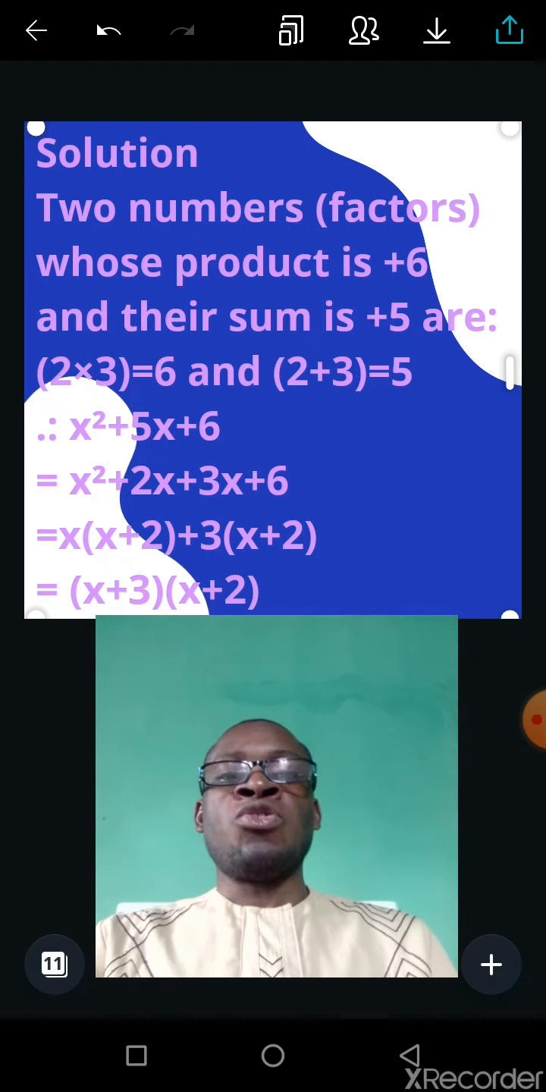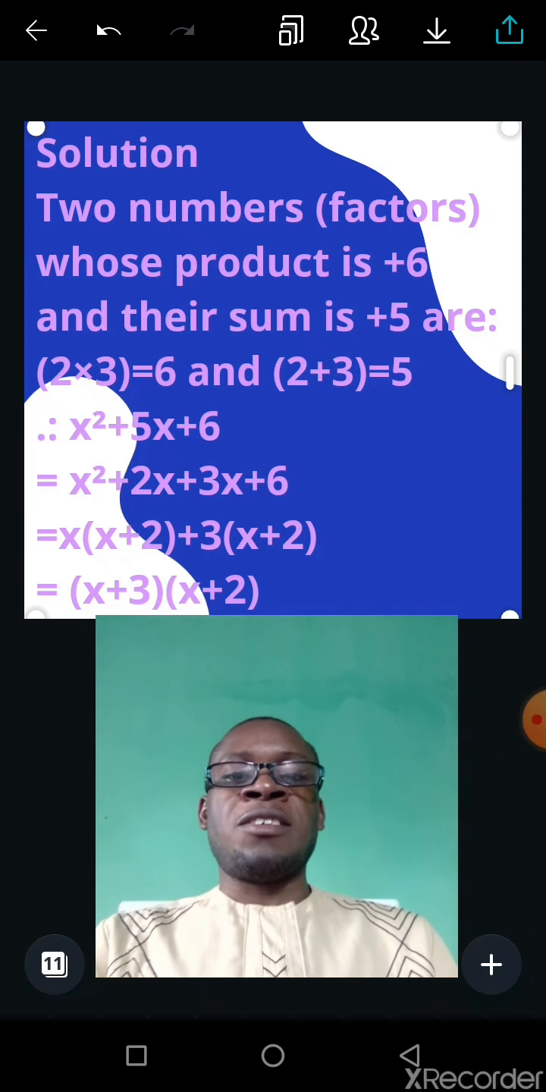So instead of putting 5 to have only 3 terms, you now bring the 2 and 3 so that you can have 4 terms, enough terms to do the next operation. So we now have x² + 2x + 3x + 6.